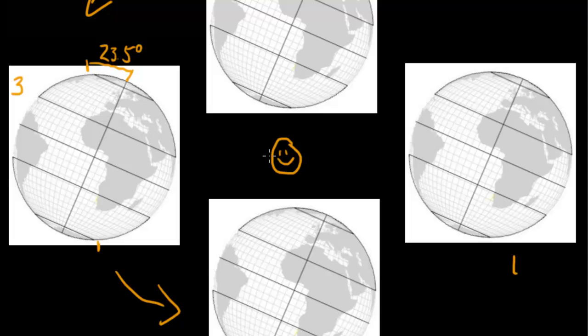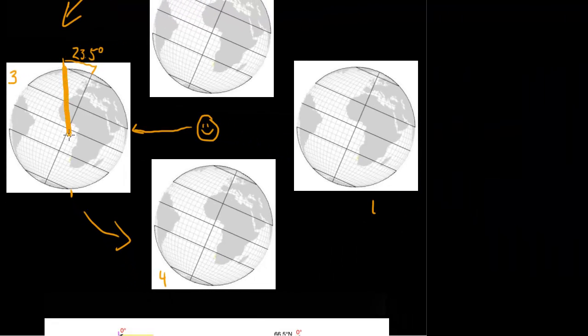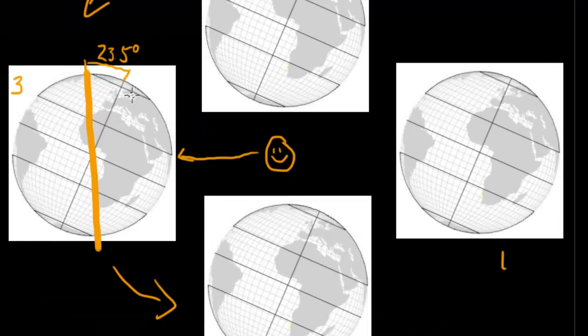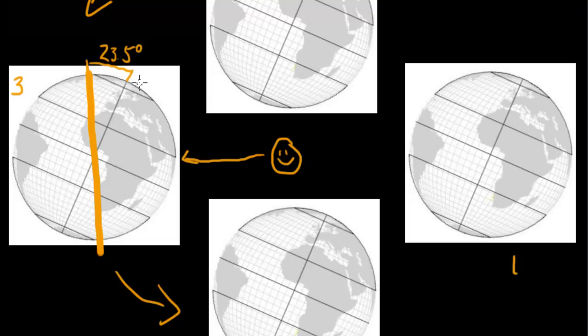And if you take a look at it, the sun's rays are coming directly onto the Tropic of Cancer. So what's happening with the Arctic Circle? Let me draw a black line on there. Basically, this is the side that is illuminated, and this is the side that's not. So in this northern hemisphere, everything above the Arctic Circle gets 24 hours of illumination. Everything below the Antarctic Circle gets 24 hours of darkness.